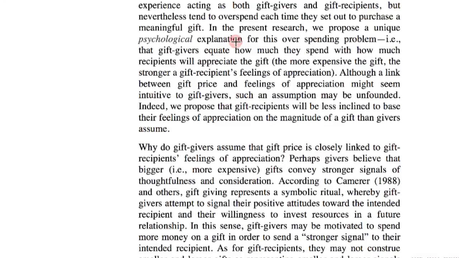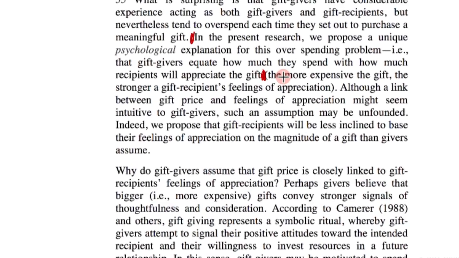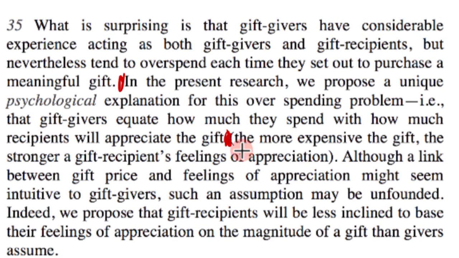Now, in the actual passage, line 41 starts about around here and up until line 44, which ends about around here. So let's read between those 2 points to give us a sense of what it would be like to read lines 41 to 44. In the present research, we propose a unique psychological explanation for this overspending problem, i.e., that gift givers equate how much they spend with how much recipients will appreciate the gift.